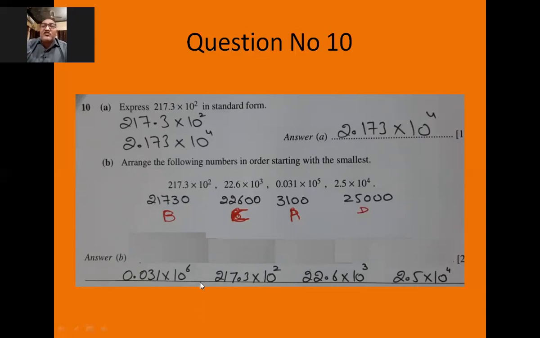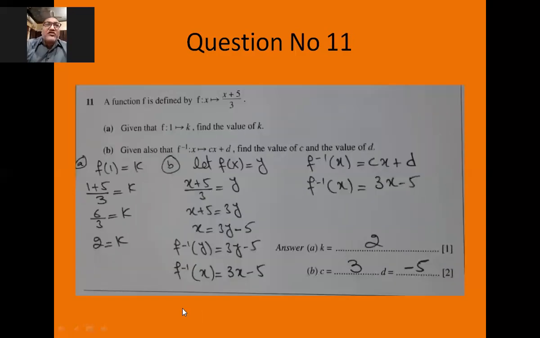So in your answer space, you will write the original numbers. This one will be the first. Then we will write this one. And then I will write this one. And then I will write this one. So in the answer space, you will write the original numbers. So that was question number 10. So let's move to the next part.